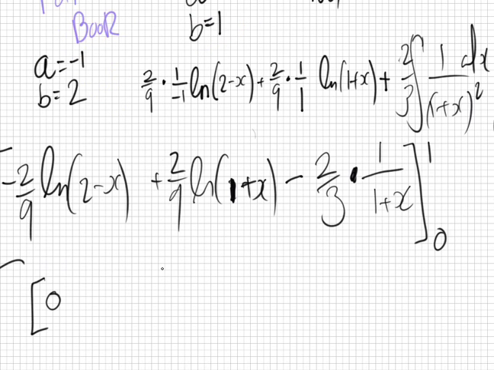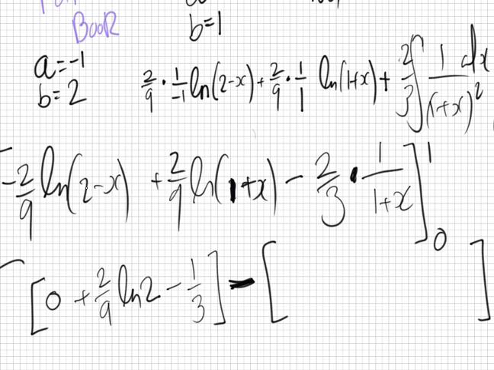Now 1 plus 1 is 2. So this will be 2 over 9 log 2. And now here 1 plus 1 is 2. So this 2 cancels this 2, and what are you left with? Minus 1 over 3. And then we do minus, and then we put in 0. So this will be 2 minus 0, which is 2. So minus 2 over 9 log 2. And then this will be 1 plus 0, which is 1, and log 1 is 0. And then this will be 1 over 1 plus 0, which is 1 over 1. So this will be just minus 2 over 3.